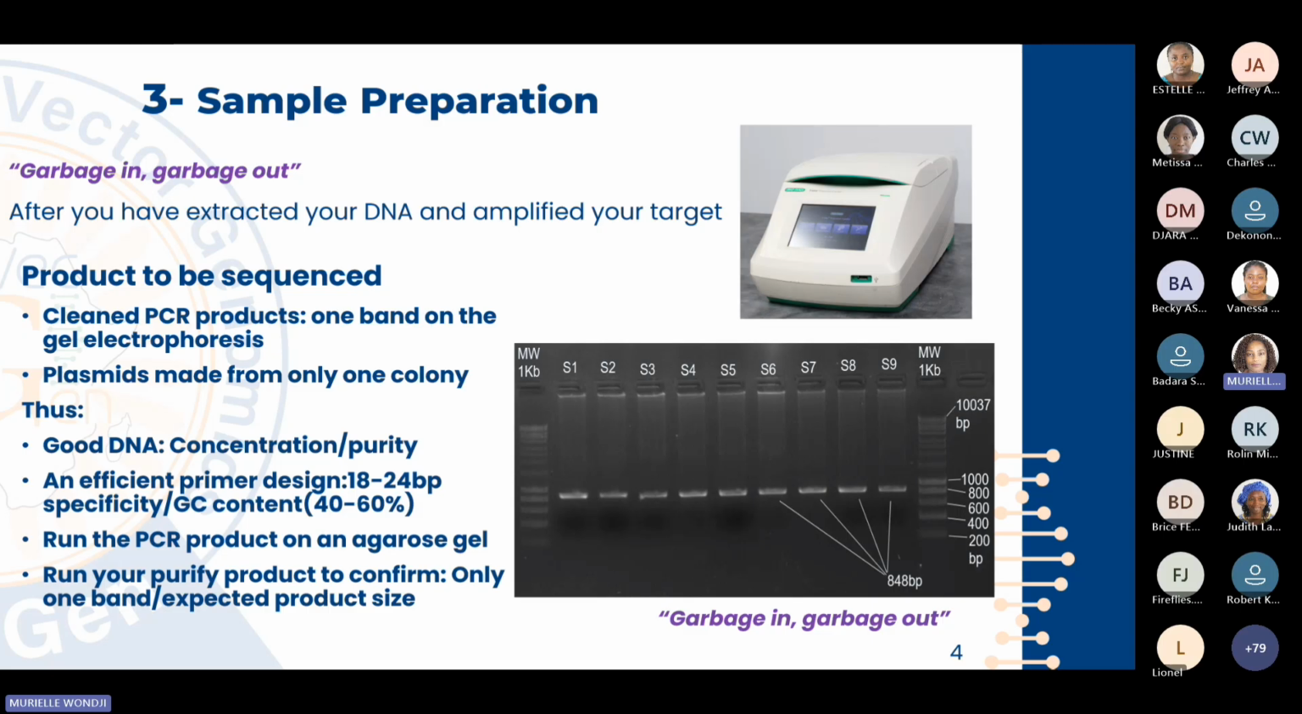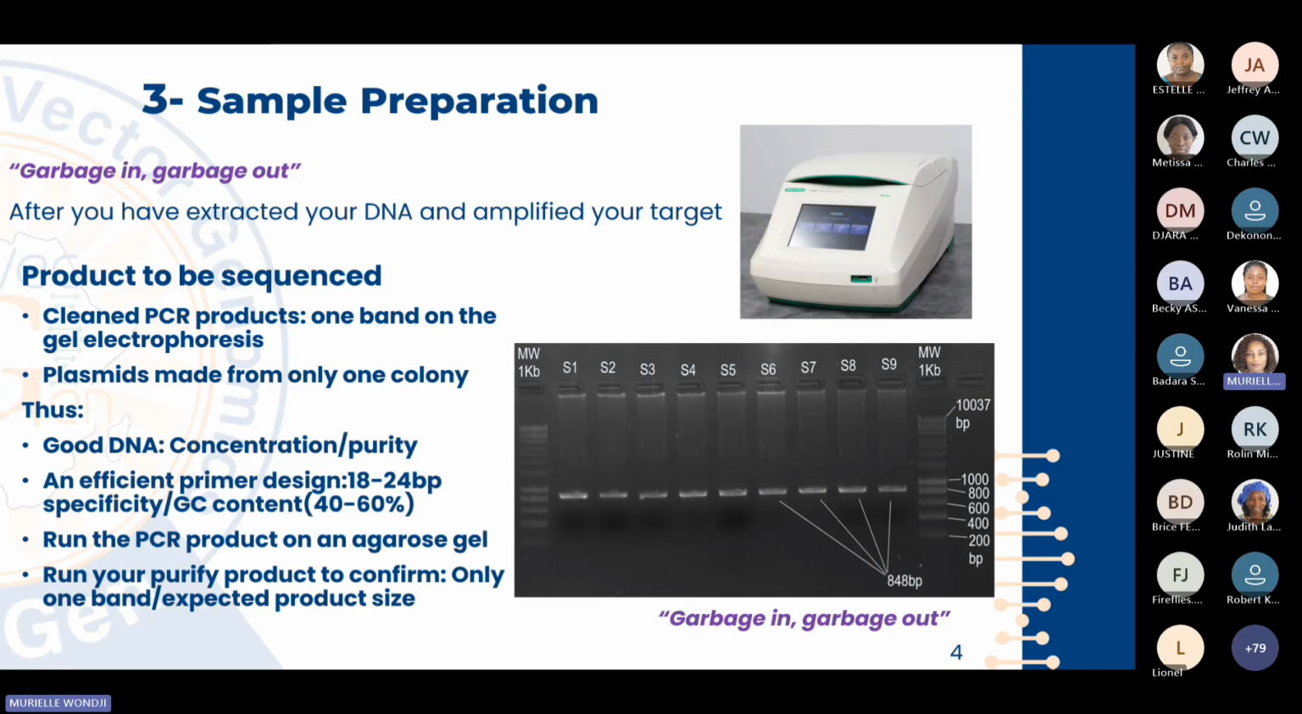So your gel should be run after the PCR and after the purification steps as well, so that you make sure that you really have a clean one band on your gel, as you can see here. The common saying is garbage in, garbage out. So you really want to have this product right to request for the Sanger sequencing.